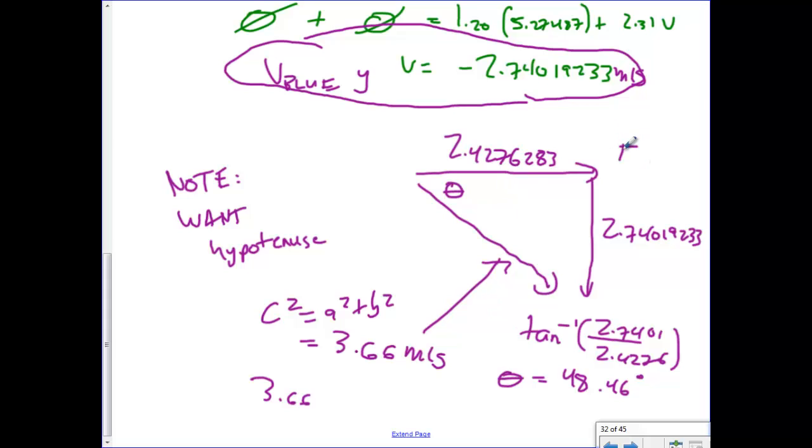This way over here was defined as east, I believe, and this way was north, which makes that way south. So it's going mostly east, but 48.5 degrees south. So I'd write it as this many meters per second, and then east 48.5 degrees south.